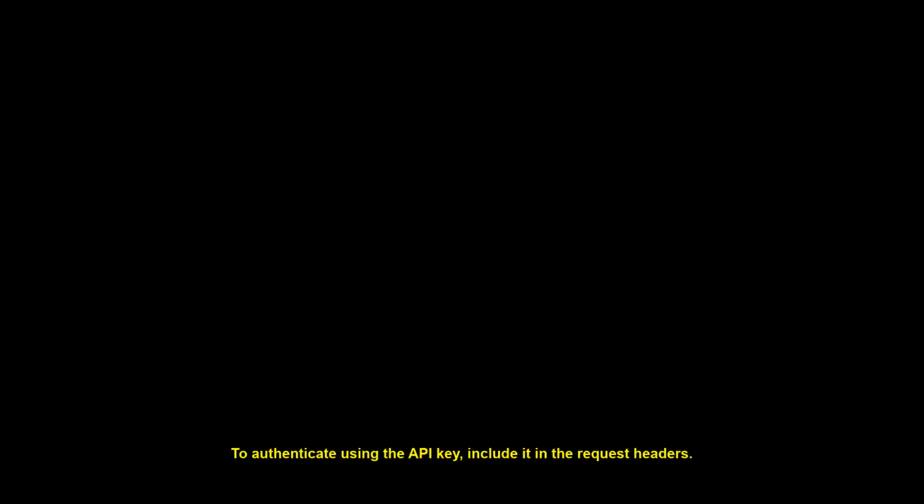To authenticate using the API key, include it in the request headers. Use the header Authorization: ApiKey base64_encoded_key. Base64 encode the API key provided in the response, using a format like id:key.